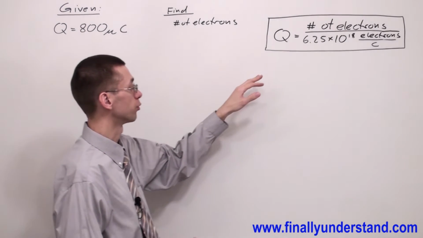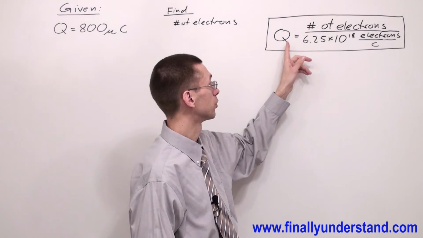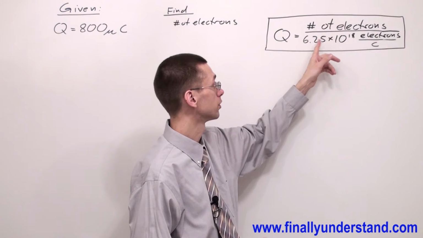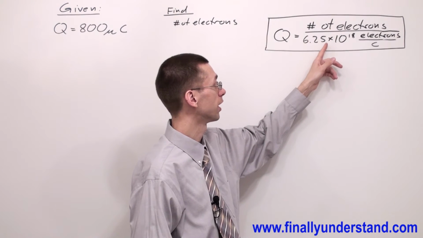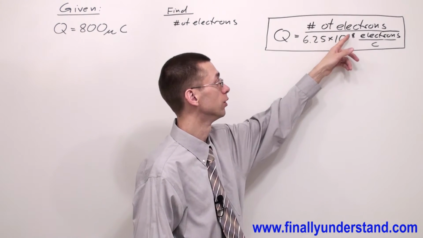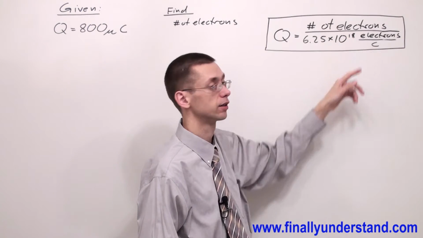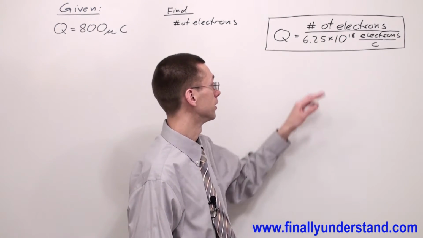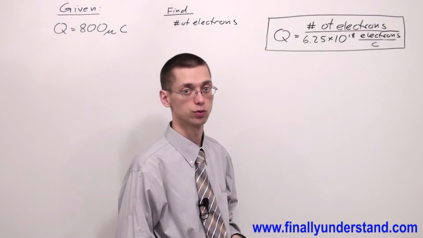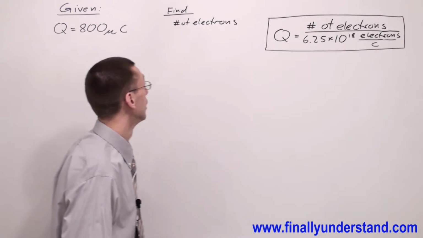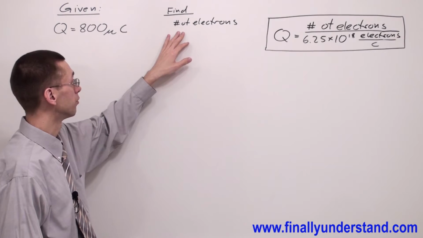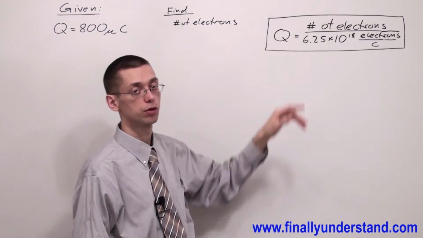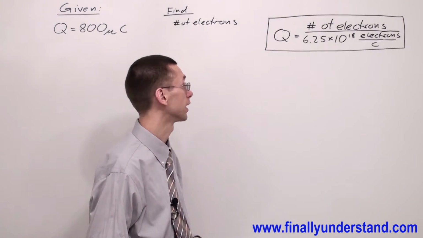This is the formula which I'm going to use. Charge is equal to the number of electrons divided by 6.25 times 10 to the 18 electrons per coulomb. This number is telling me how many electrons we have in one coulomb. In order to find the number of electrons, I'm supposed to solve this formula for the number of electrons.